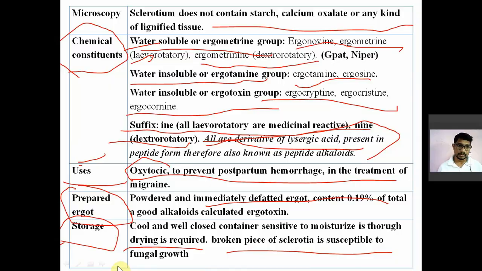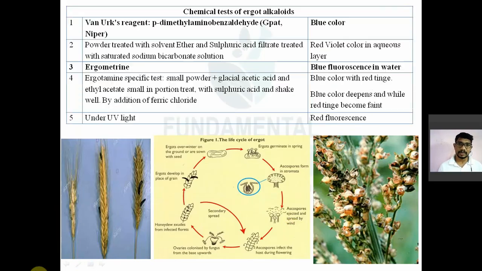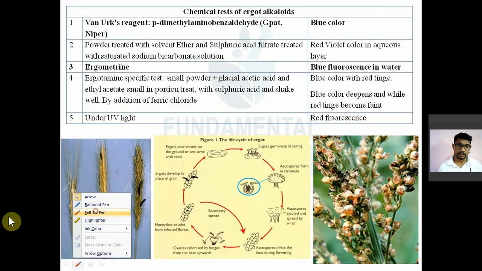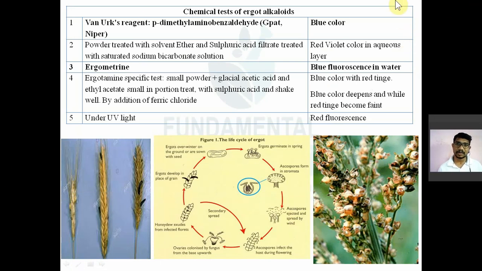Now next we'll see the chemical test for ergot alkaloids. Now this is again a very important point, इसके ऊपर भी question 100% आ जाता है. So chemical test for identification of these ergot alkaloids. What is the chemical test? Chemical test for identification of ergot alkaloid. So a very important test is there.